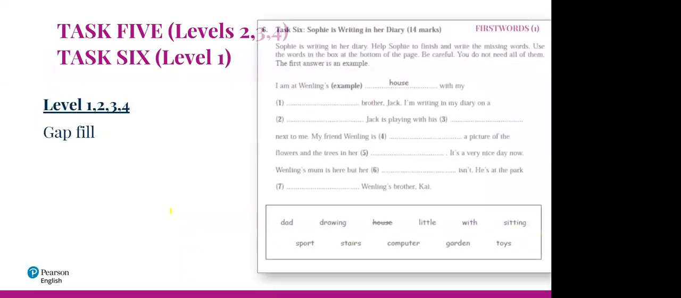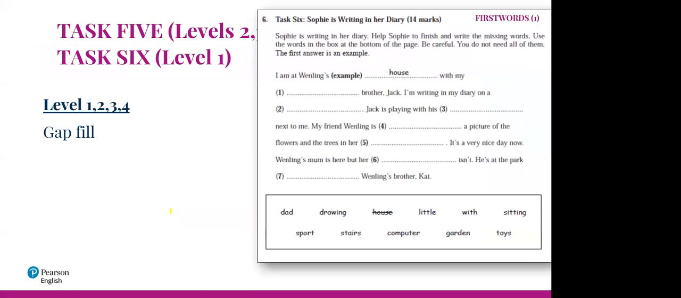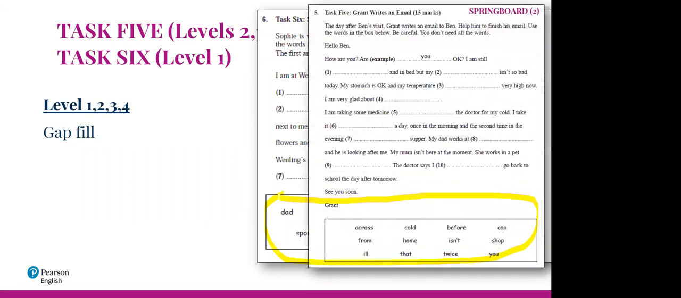Well, you fill gaps right here, but the kind of gaps and the kind of fill will vary from level to level. For the lowest levels, level 1 and 2, that's a simple gap fill in which you just match or find the words in the box provided. So they choose from the options here. There is just matching the correct word to the correct gap. This is the same for first words and springboard.